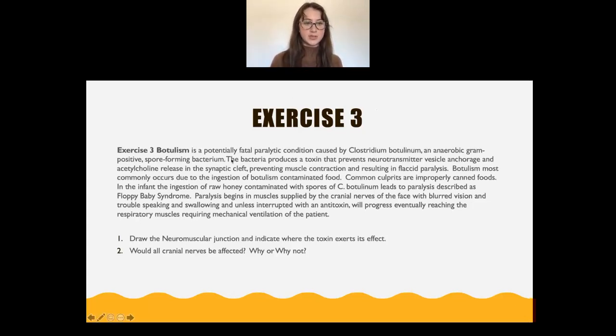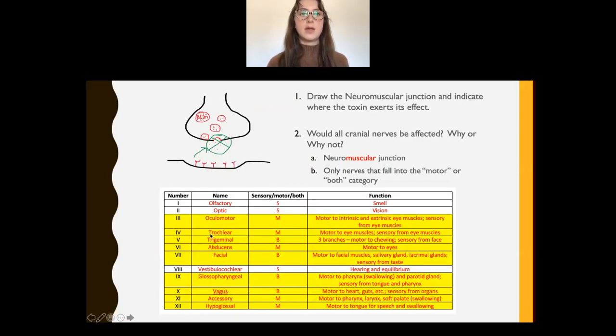Here are our questions. Draw the neuromuscular junction and indicate where the toxin exerts its effect. So go ahead and draw that out right now on a little piece of paper. Here's my drawing.